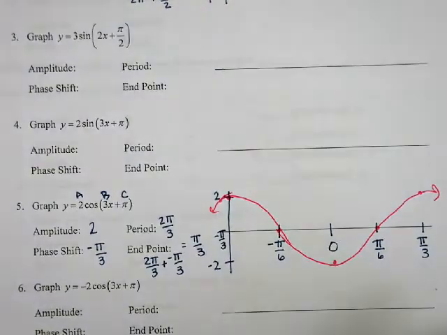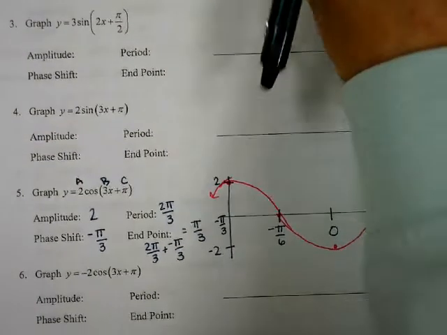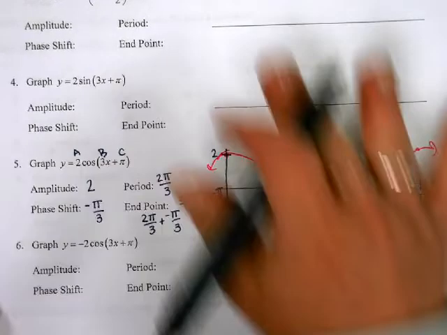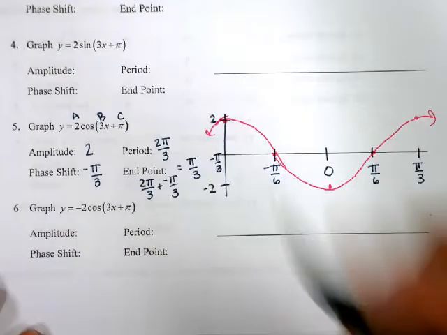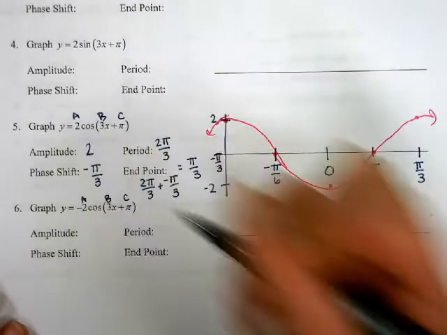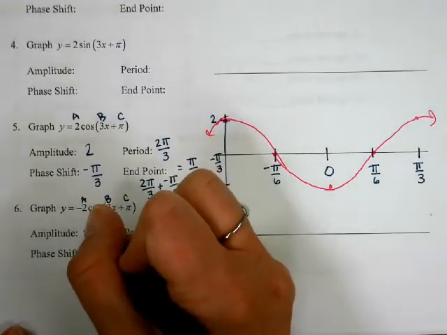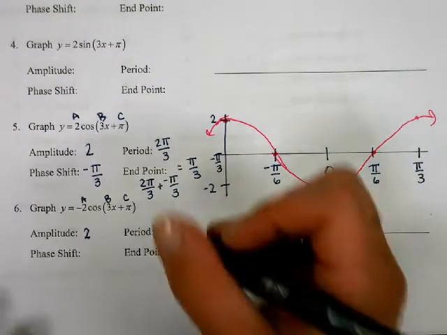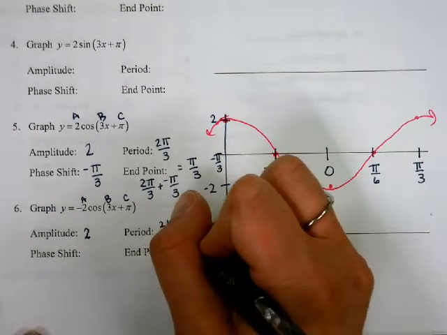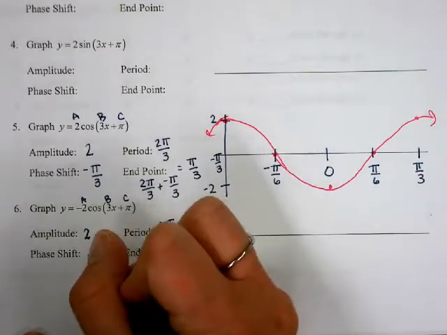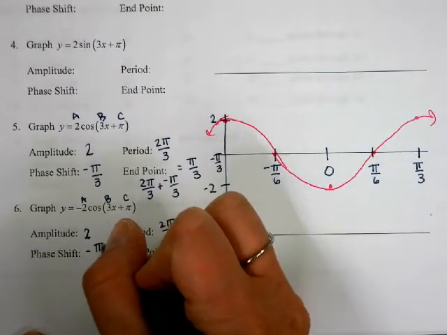Ooh, let's try number 6. All right, number 6. There's A, there's B, there's C. Remember, amplitude is always positive. It's an absolute value, so amplitude is going to be 2 here, even though it's a negative 2. My period, 2 pi over 3, so 2 pi over B. Phase shift, negative c over b.